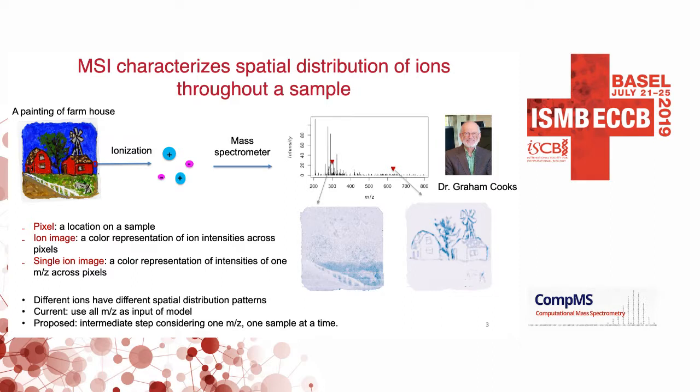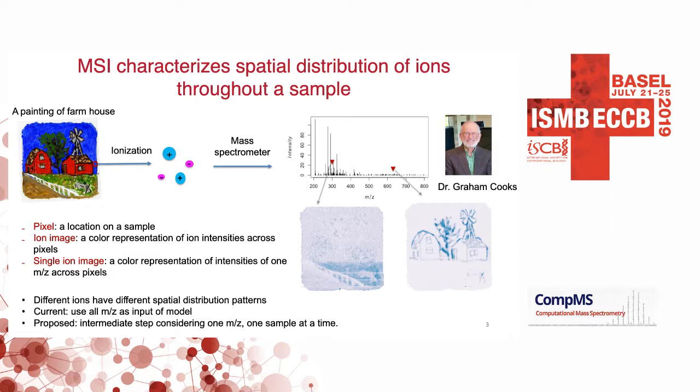In MSI, a pixel is a location on a sample, and we obtain one mass spectrum for one pixel. The experiment goes through every pixel in this painting, and then we have a lot of spectra for a lot of pixels. If we take the ion intensity values of some m/z and encode the ion intensity in colors, we can plot them in figures. This is called an ion image.